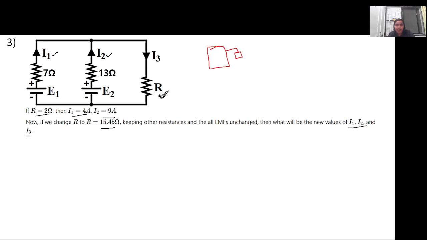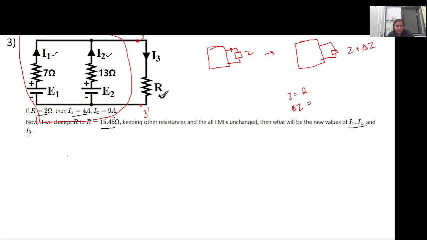If you remember, if this is a parameter Z that is connected across a circuit, in this case this entire circuit which we may not consider initially for solving I3 is this particular portion. So let us consider this terminal Z dash. Only the resistance across this terminal is changed, right? This circuit is changed from Z to Z plus del Z. In this case, Z is equal to 2 and the new resistance is 15.45, so del Z is 15.45 minus 2, which is 13.45. This is the change in resistance happening across ZZ dash.